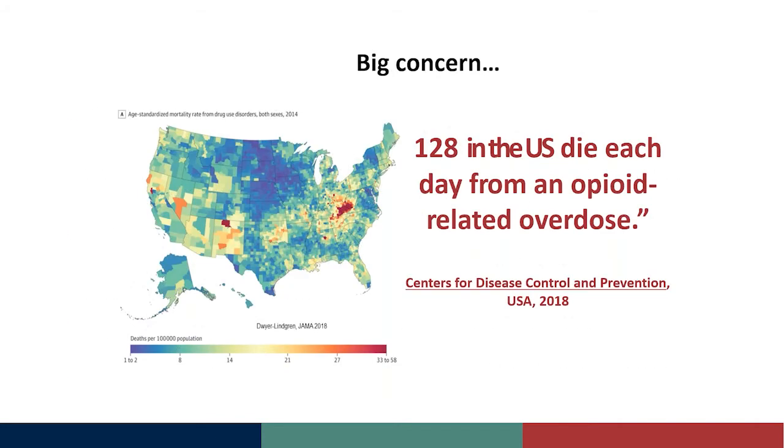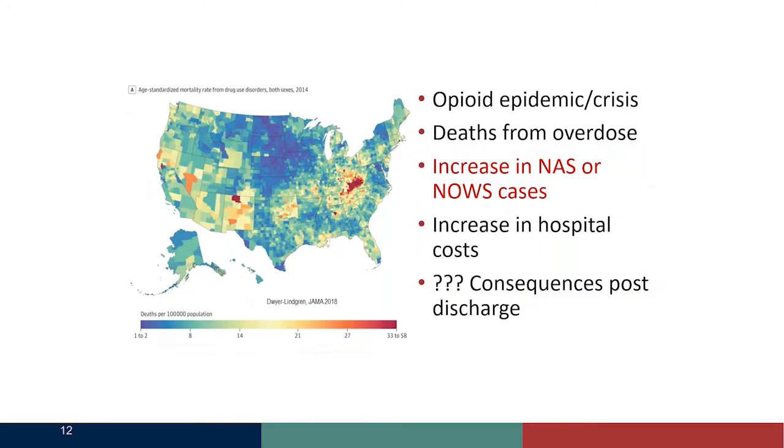Our big concern is that 128 people in the US die each day from an opioid-related overdose. And this was a report in 2018. With the opioid epidemic crisis, deaths from overdose, there's also an increase in NAS or NOWS cases. And with that, the increase in hospital costs. But what happens to these children after they leave the hospital or after discharge from the nursery?